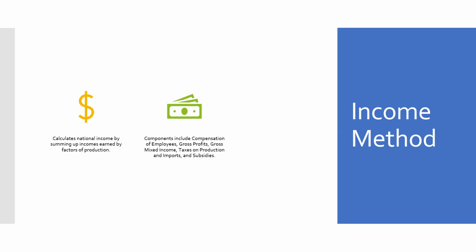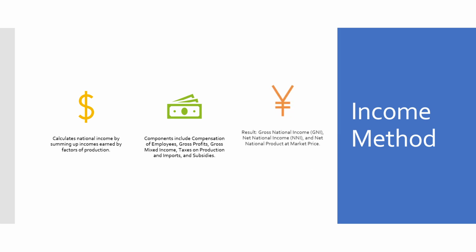Gross profits. It represents the surplus income generated by businesses after deducting the cost of goods sold from the total revenue. Gross mixed income. This includes the income earned by self-employed individuals such as small business owners and farmers. Taxes on production and imports. Indirect taxes on goods and services are included in this category. Subsidies. These are subtracted from the total to arrive at the net national income.